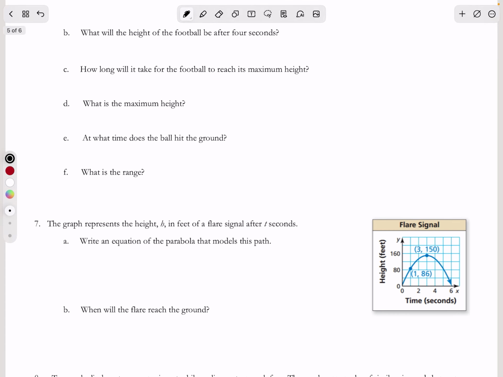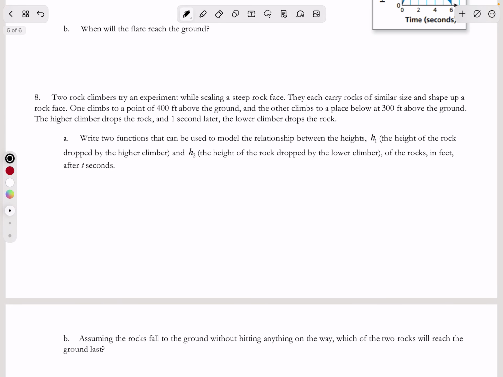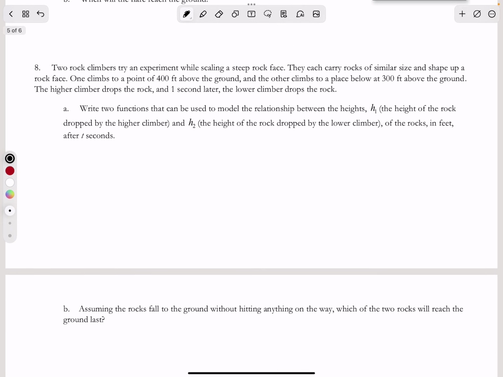All right, the last one I'm going to do. Anything else you want to do, we can talk about during class or during period 9. We'll do number 8, which is a 3-part question. It's about 2 rock climbers. They try an experiment while scaling a steep rock face.